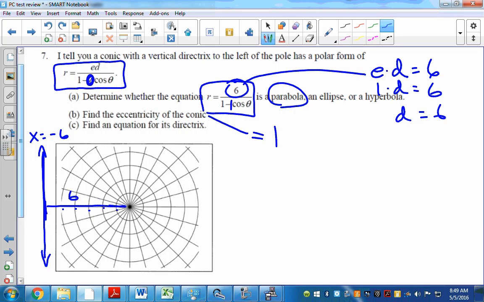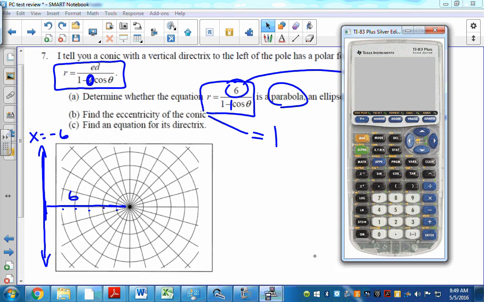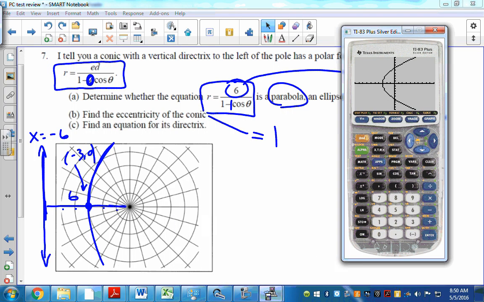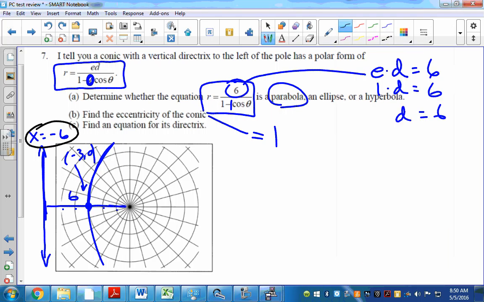Again, we don't need our calculator, but let's go ahead and just verify that this really is a parabola. So we have 6 divided by, parentheses, 1 minus cosine of theta. Zoom 6. Okay, so there's our parabola. In fact, you see the vertex going right here, 1, 2, 3, which in XY world would be -3, 0. So there's our parabola, and sure enough, that's what it looks like on the calculator. Equation for the directrix, we did that. That was x is equal to -6.